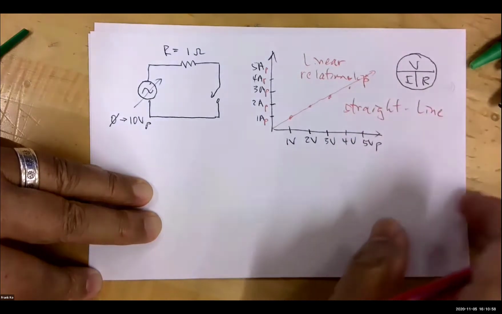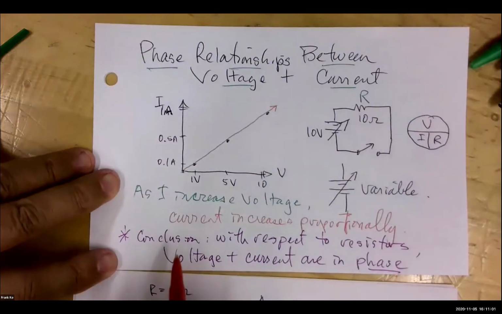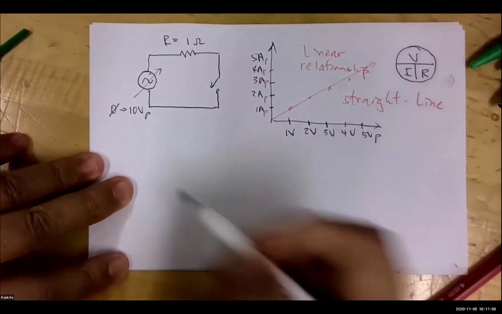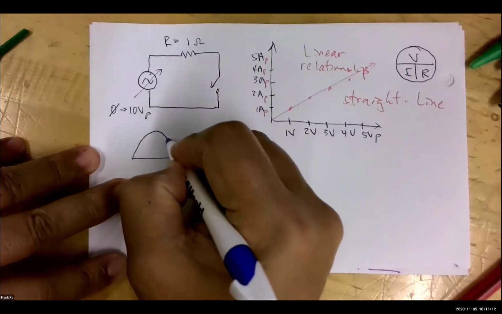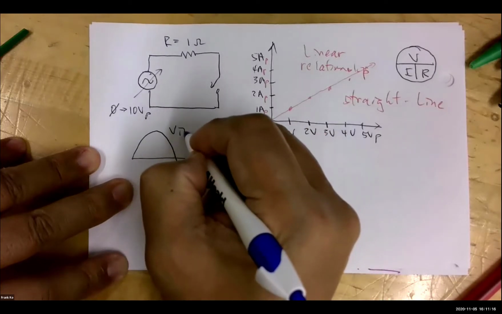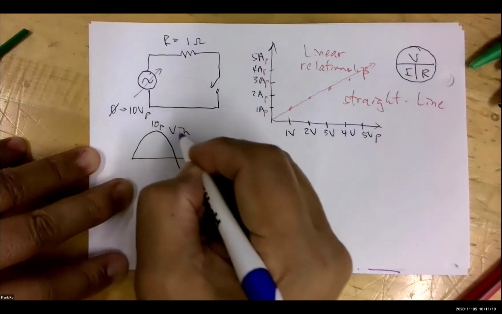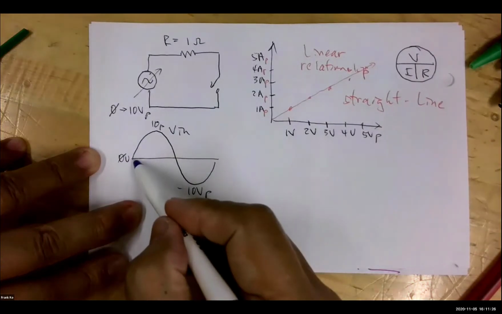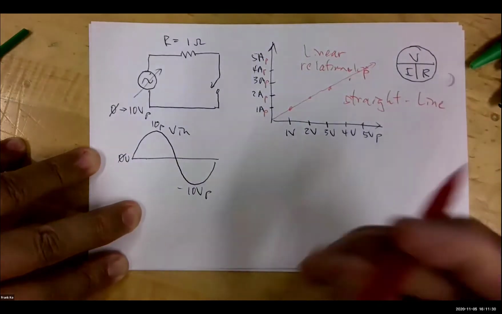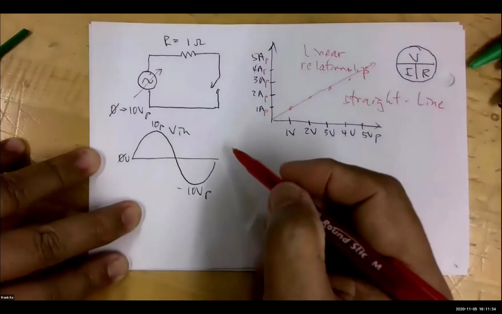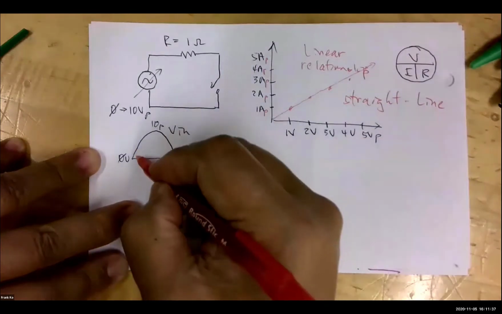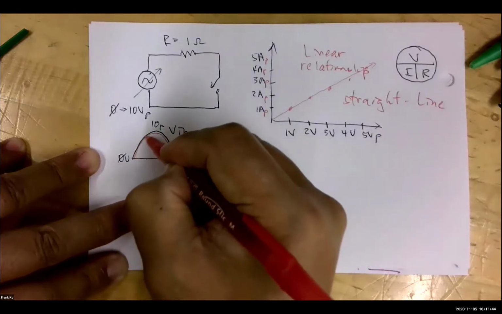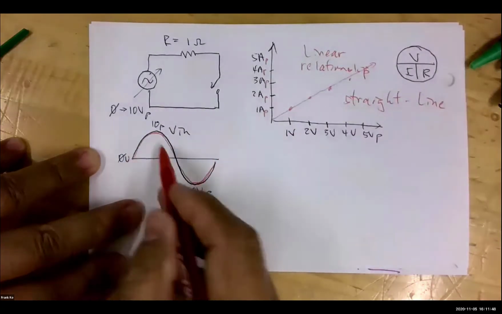So like we did earlier, we made a conclusion on the previous paper. The conclusion was with respect to resistors, voltage and current are in phase. Well, since this is an AC signal, if I were to introduce my V in this way, where this would reach a 10 volt peak here, this would reach a negative 10 volt peak over here, this would be at 0 volts. As I introduce this waveform to the circuit, how will my current look? Well, my current would be proportional. It would be like so and like so. Yes, it would be pretty much the same shape following the same waveform.